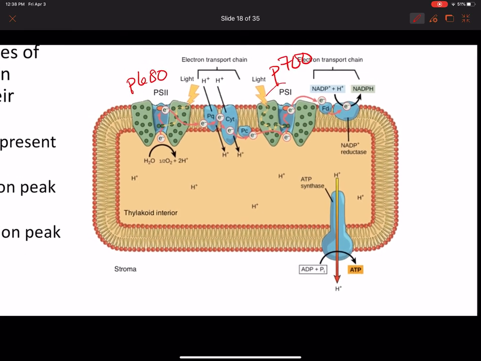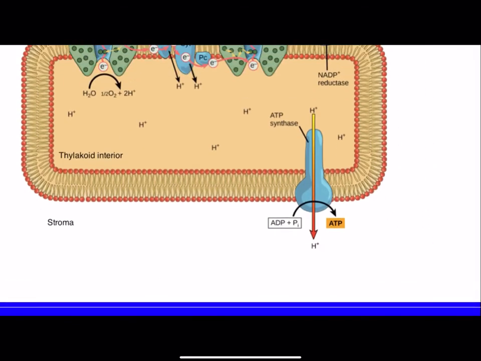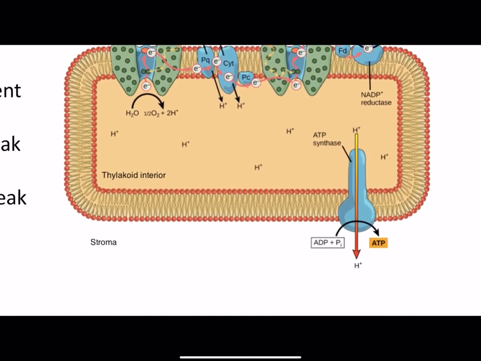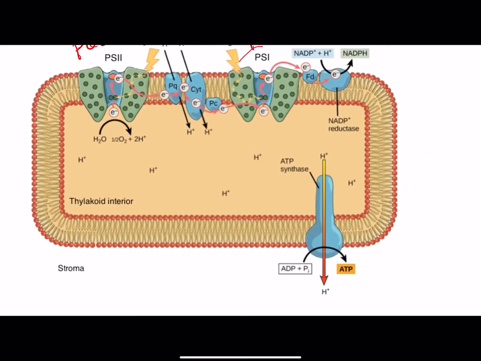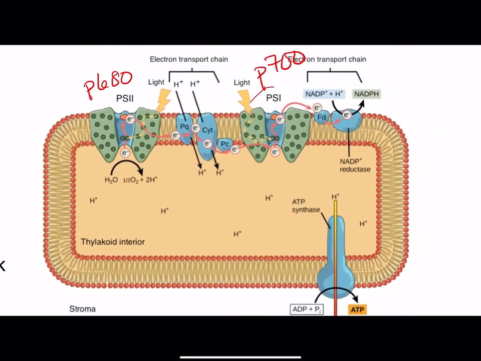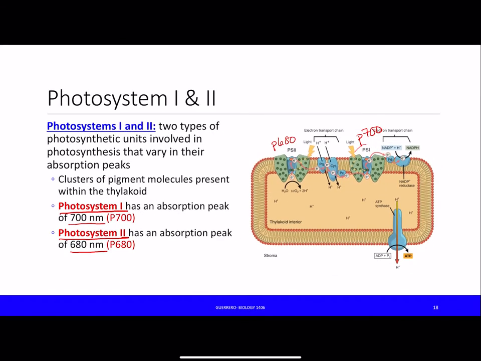Remember our friend ATP synthase, that enzyme that makes lots of ATPs? Well, here it is. Here's ATP synthase, and it's going to be the same process. All of those hydrogens are going to flow through ATP synthase, and as they do that, they are going to make ATP. So this is where the ATP and the NADPH comes from for the light-dependent reactions.